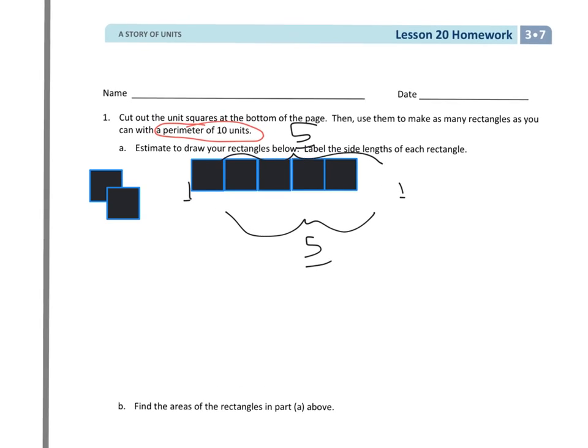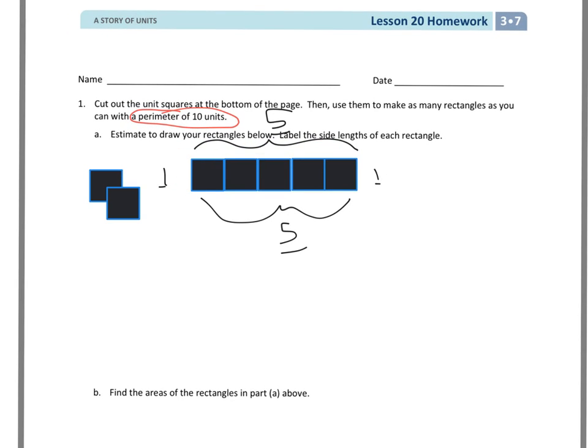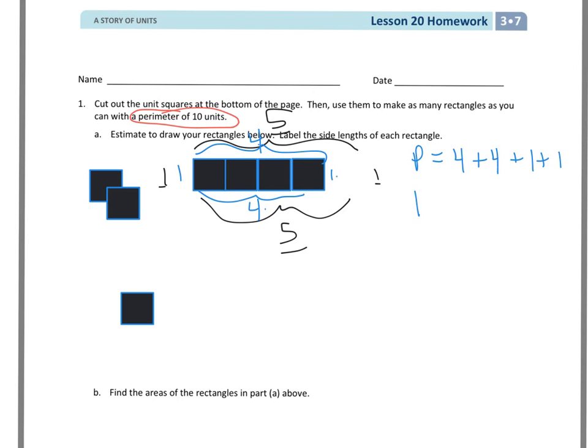So what if I take one of them away? And I pull that away, and now I can count, it's going to look a little different. Now I have 4, and 4, and 1, and 1. 4 plus 4 is 8, 9, 10. So if I do my perimeter here, 4 plus 4 plus 1 plus 1, or 4 plus 1 plus 4 plus 1. This gets me 5. This gets me 5. I have a perimeter of 10.